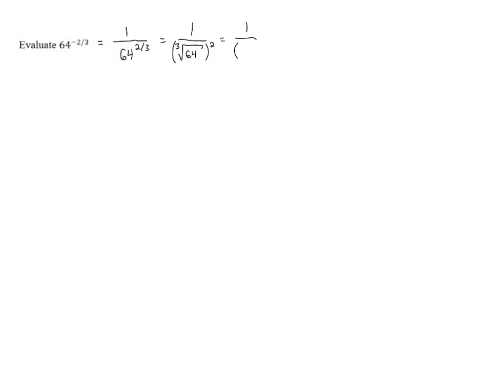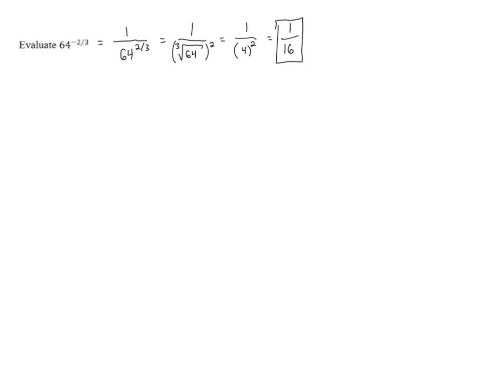Now the cube root of 64 is 4. We know that 4 cubed is 4 times 4 times 4, which is 64. So this becomes 1 over 4 squared, and 4 squared is 16. So we end up with 1 over 16, which is our final answer.